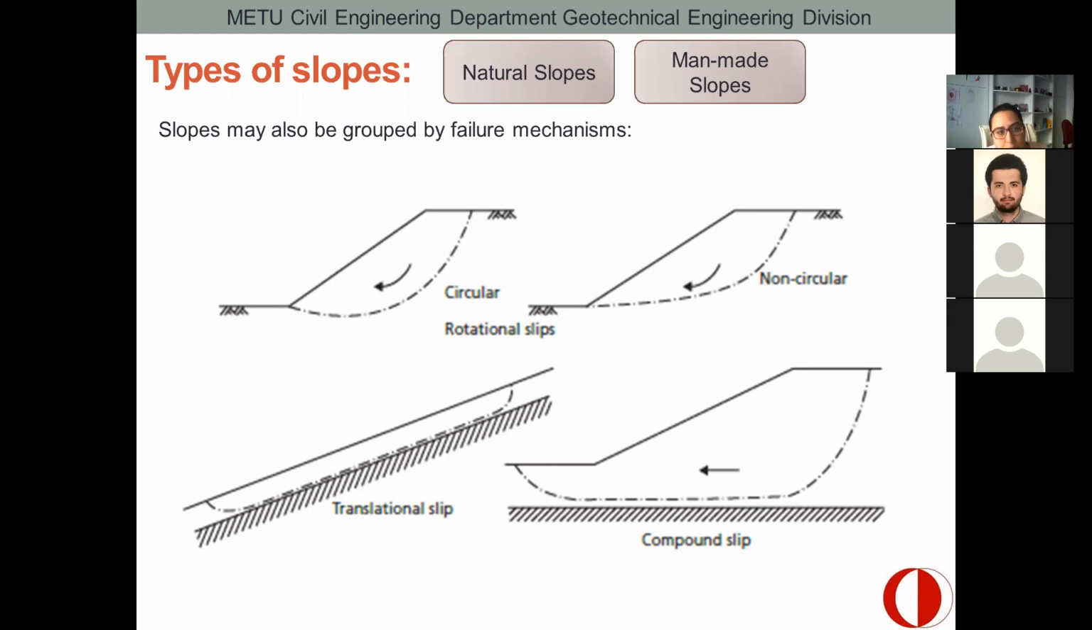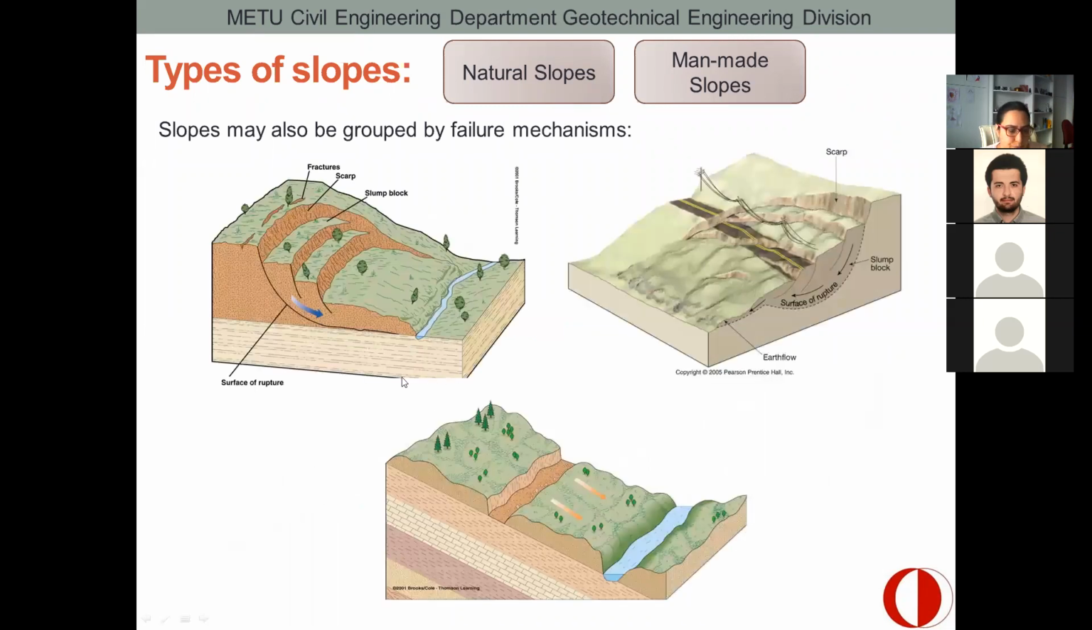Even if the sketch is very simple, because it's just a sketch, in real life these mechanisms are not very easy to understand before the slope fails. So I'm going to show you now two-dimensional pictures. Okay, here, this is a rotational slip. As you can see, the failure surface is an arc.